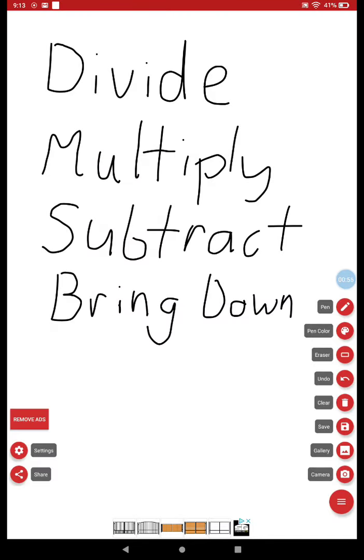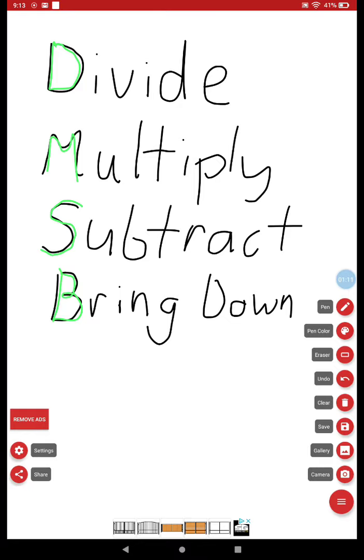You try it. Ready? Say it with me. Divide, multiply, subtract, and bring down. You want to drill that into your head. One more time. Divide, multiply, subtract, and bring down.